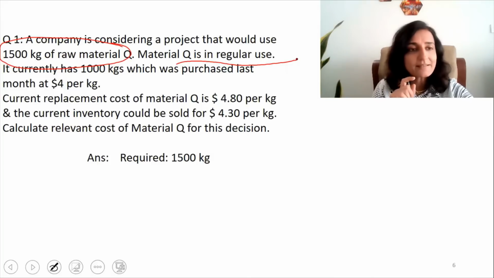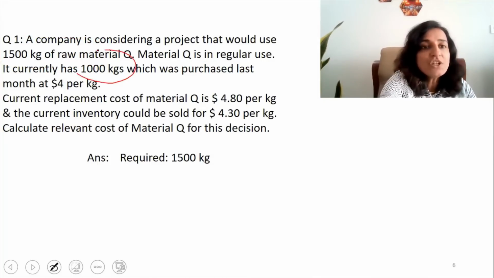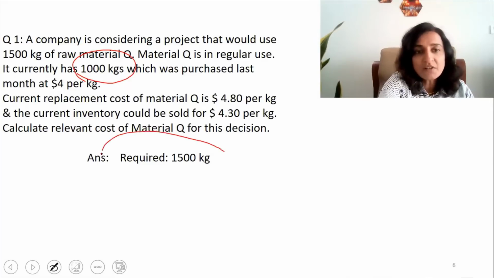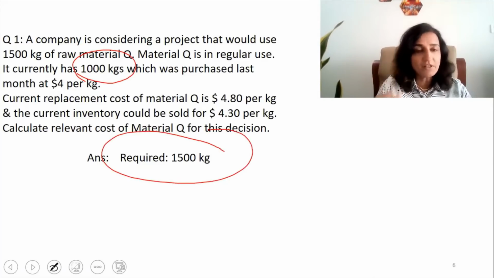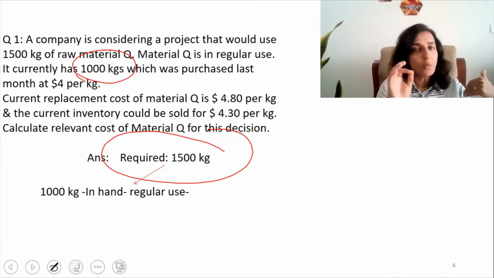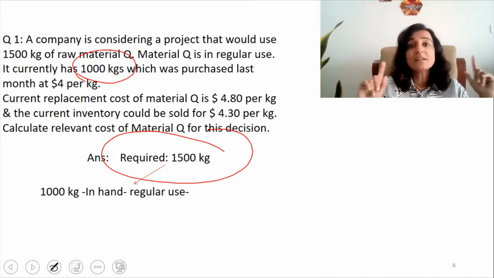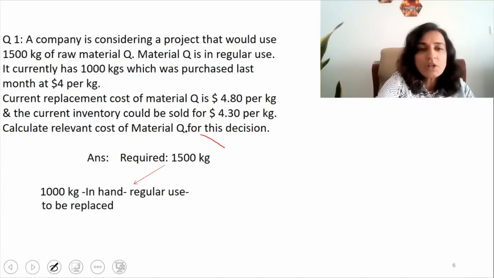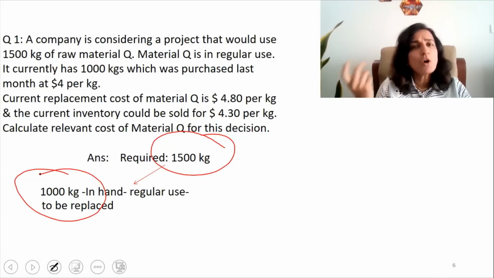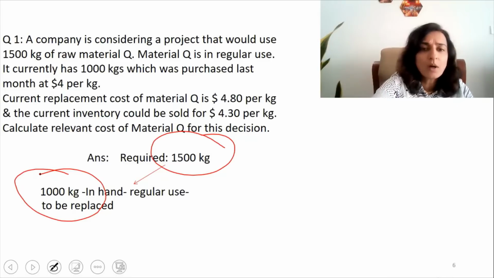It currently has 1,000 kg of raw material, which was purchased last month at $4 per kg. So right now we have 1,000 kg. How much quantity is required? We need 1,500 kg, out of which we already have 1,000 kg in our hands and it is regularly used. And I told you, whenever it is mentioned regularly used, then it is to be replaced. So 1,500 kg we need. We already have 1,000 kg. So how much quantity should we buy from outside?